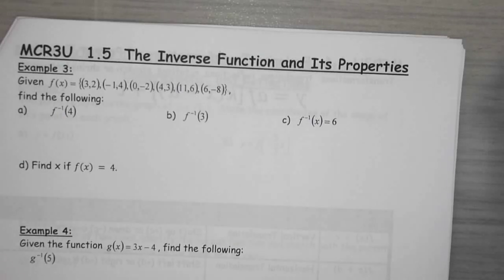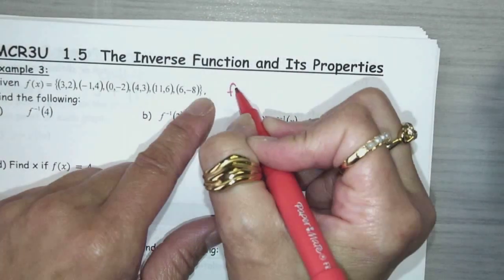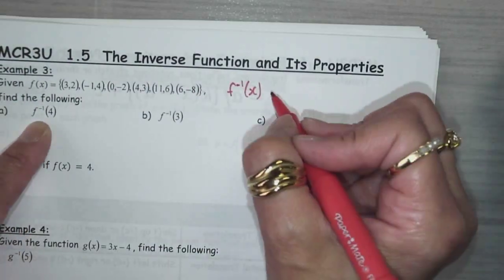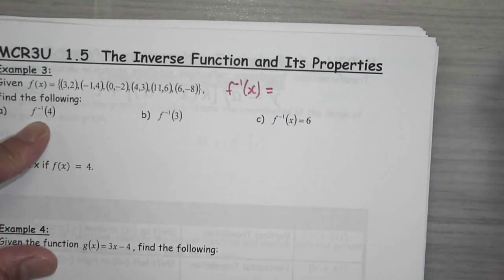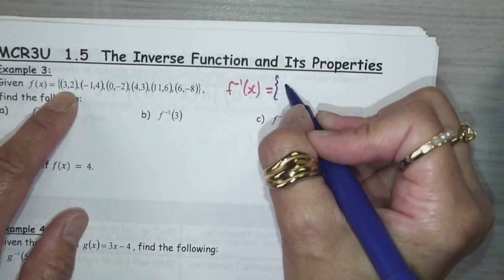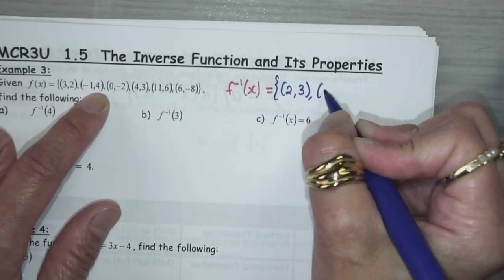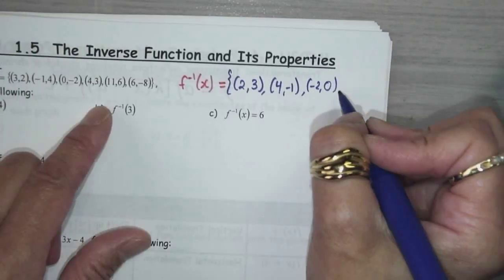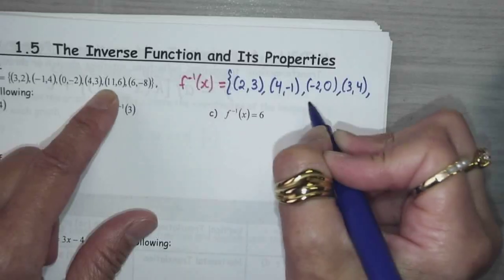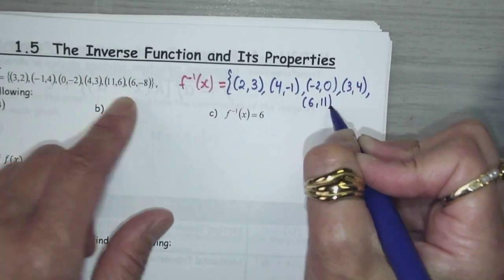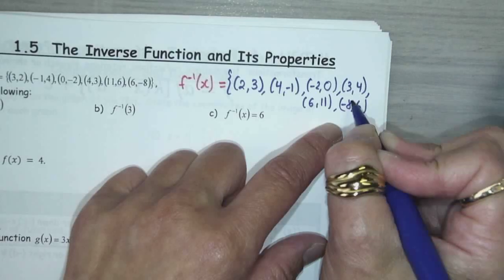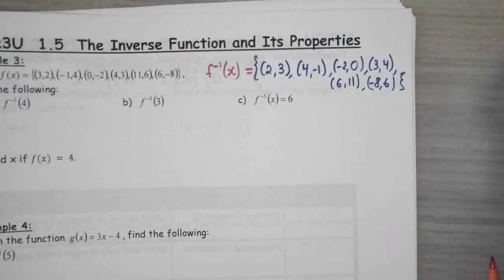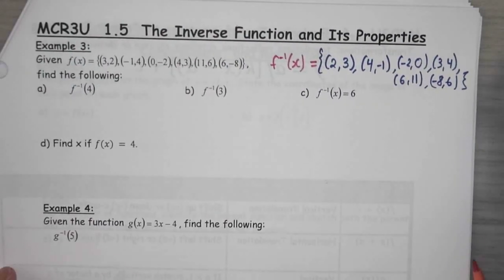If I want the inverse at 4, I can rewrite it and say, okay, the inverse, I'm going to use the notation because you're telling me it's a function, so I can even guess it's going to be a matching set. And you're going to rewrite it. So you're going to go, okay, this is going to be 2, 3, 4, negative 1, negative 2, 0, 3, 4, I ran out of room, sorry, 6, 11, and negative 8, 6, like that. So the inverse is every single one of those coordinates flipped around. X switches with y, y switches with x.